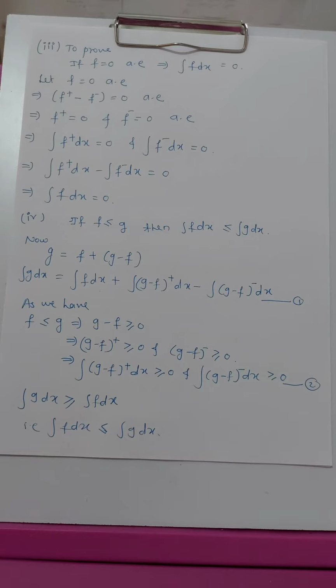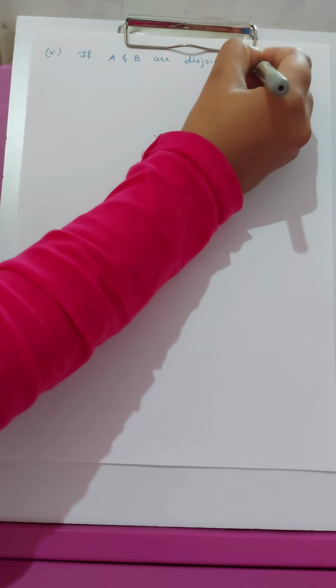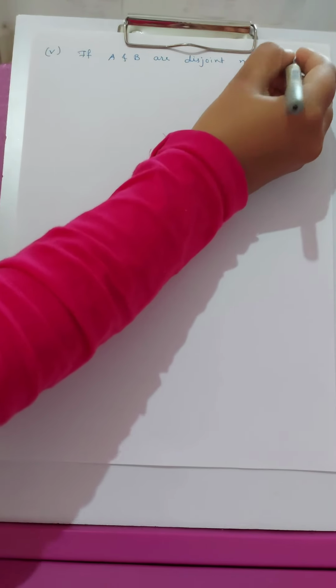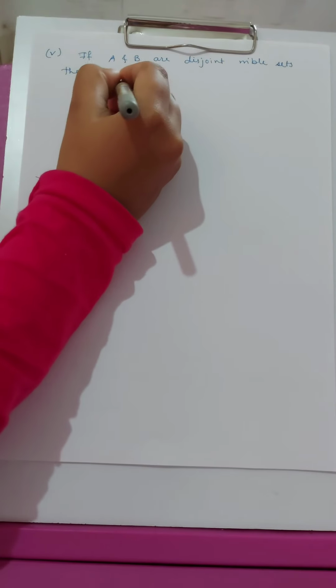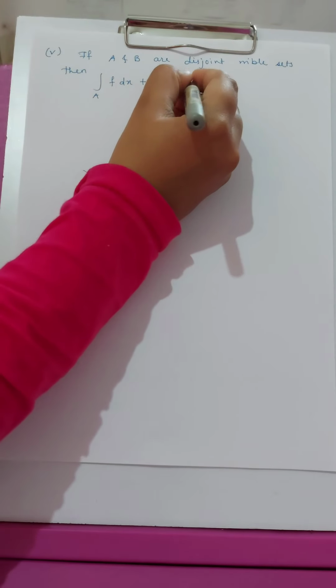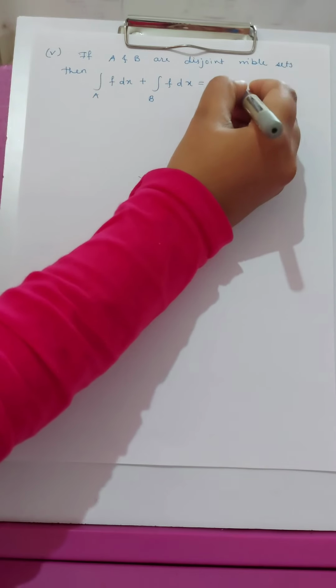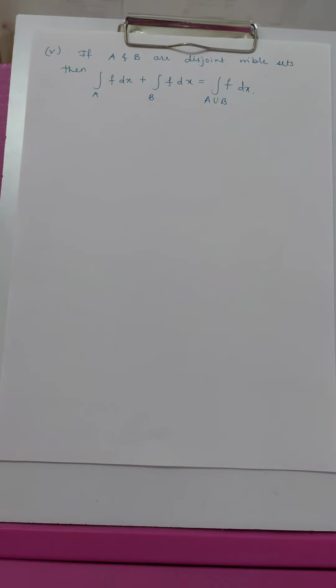Now the fifth condition. In the fifth condition it is given that if a and b are disjoint measurable sets, then we have to prove that integration of f over a dx plus integration of f over b dx is equal to integration of f over a union b of dx.